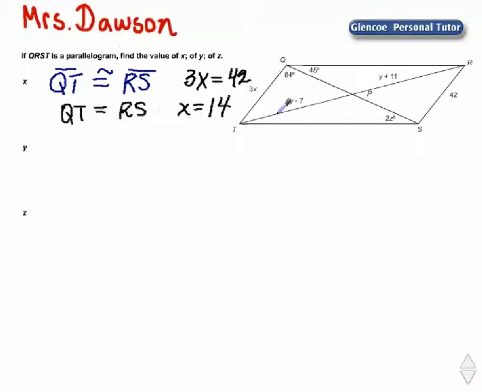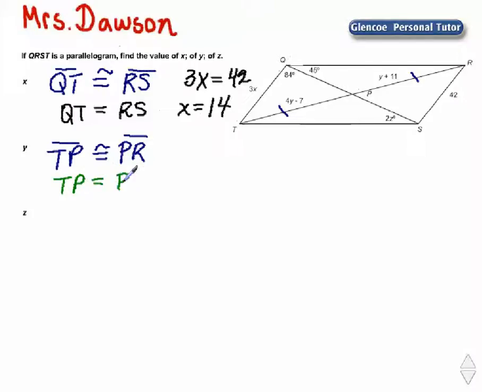Y is located right here on the diagonal. Actually, we see two expressions with y. Segment TP is congruent to segment PR, and that's because diagonals of parallelograms bisect each other. Since the segments are congruent, the lengths are equal.